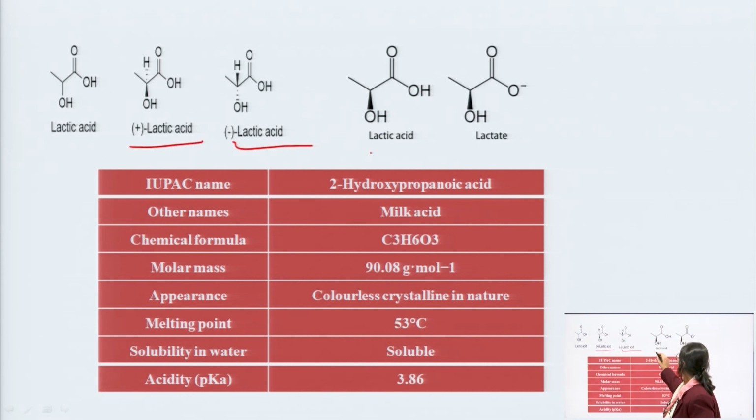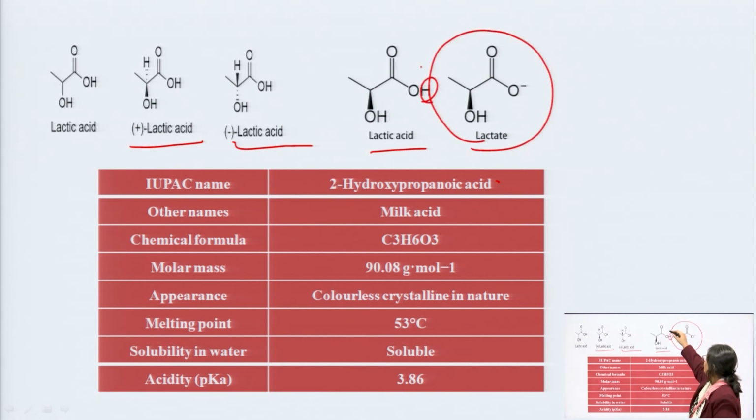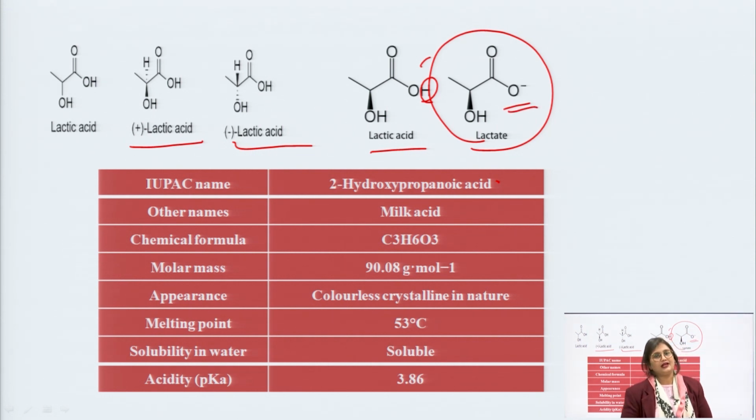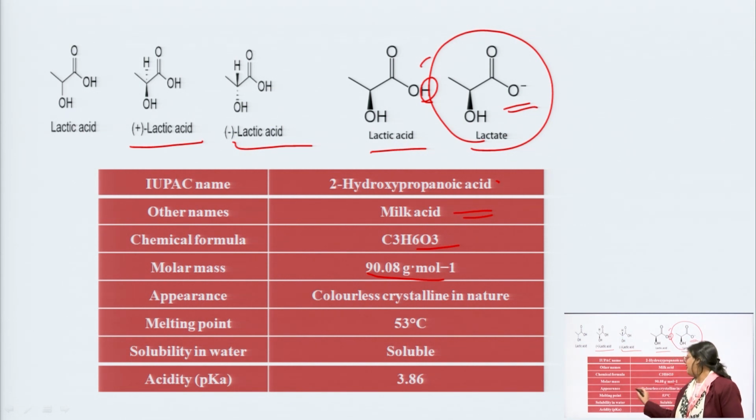These are the D and L forms of lactic acid, and this is lactate, wherein the hydrogen atom is removed, forming a carboxylate ion. Lactic acid is also known as milk acid. It has a chemical formula of C3H6O3. It has a molar mass of 90.08 grams per mole. It has an appearance of colorless crystalline form in nature. It has a melting point of 53 degrees Celsius.